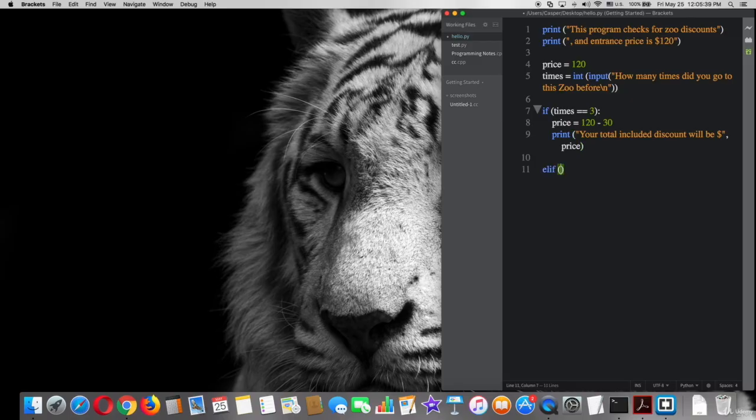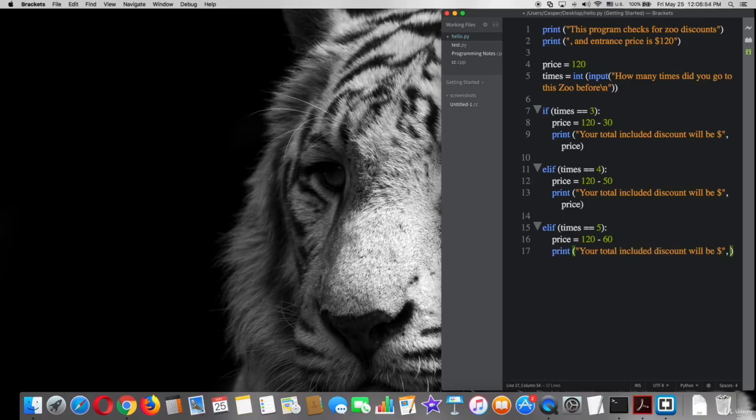Now we use elif times equal 4 colon. Price will be 120 minus 50. Same thing, we use elif times equal 5 colon. Price equals 120 minus 60. Another elif times greater than or equal to 6 colon, price equals 120 minus 70.